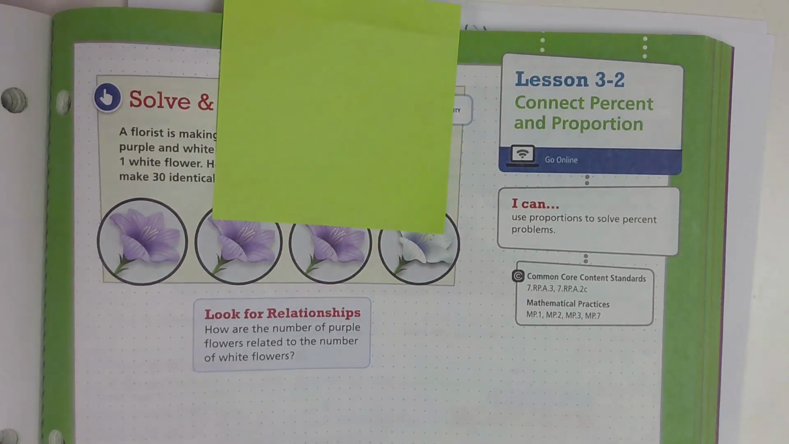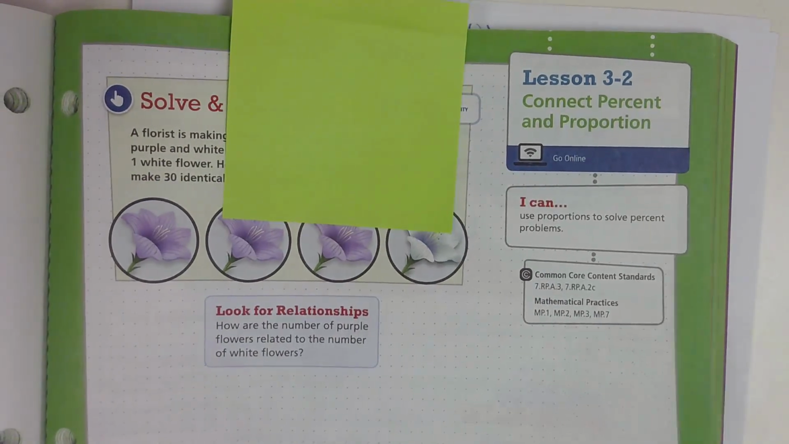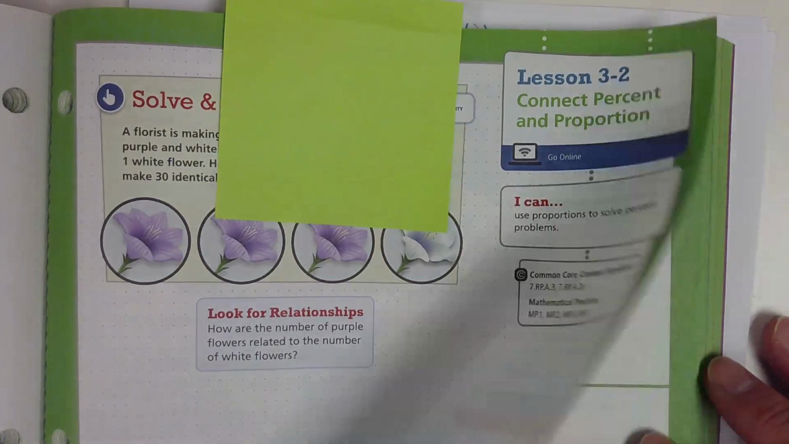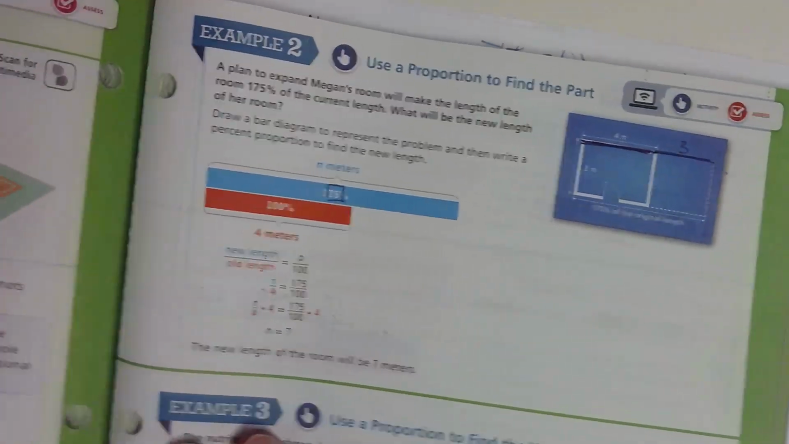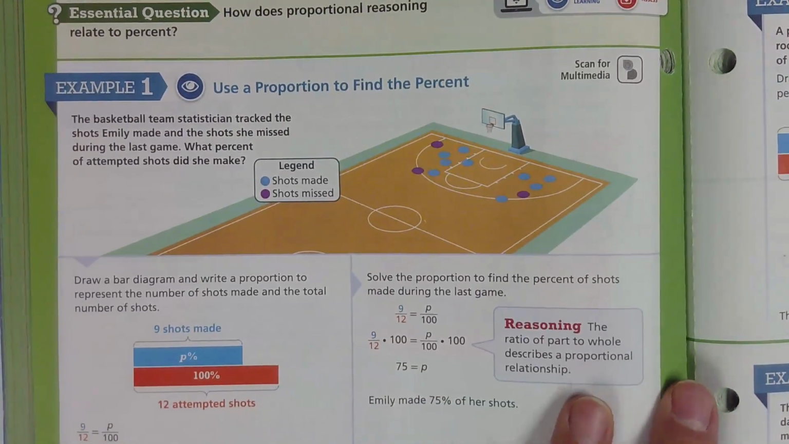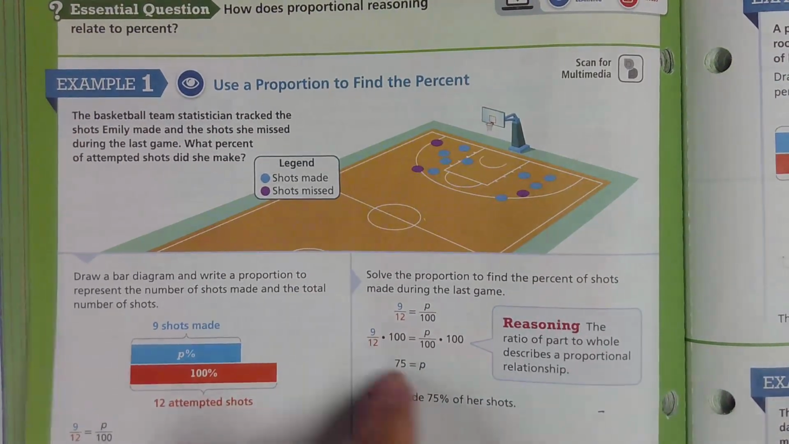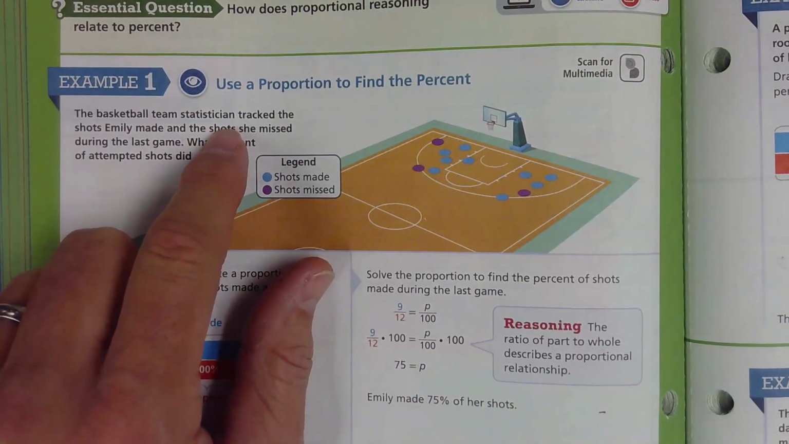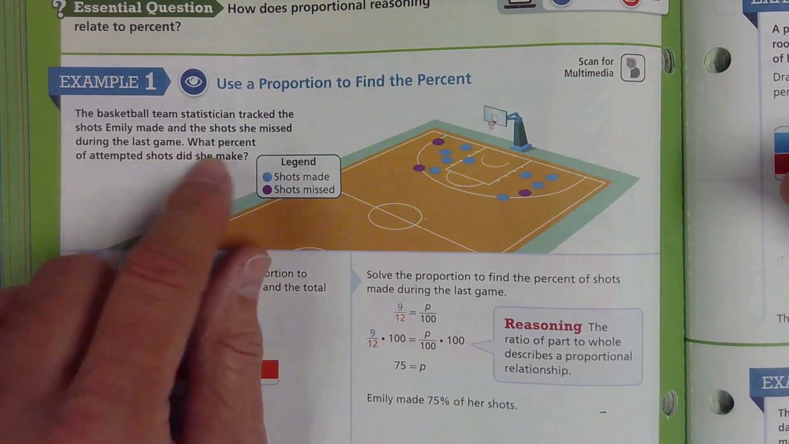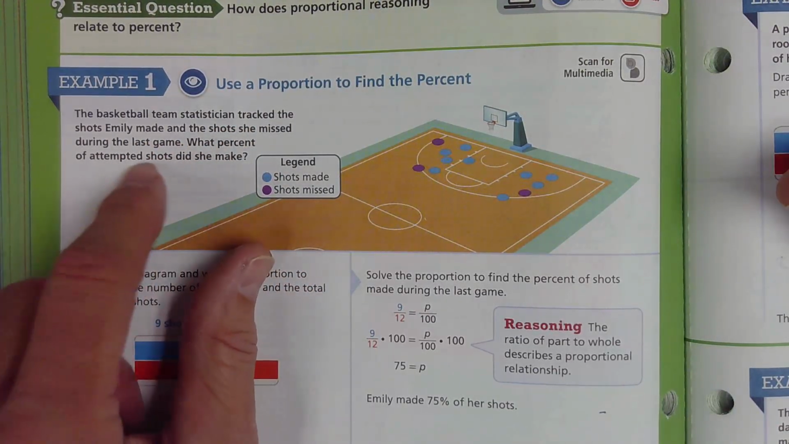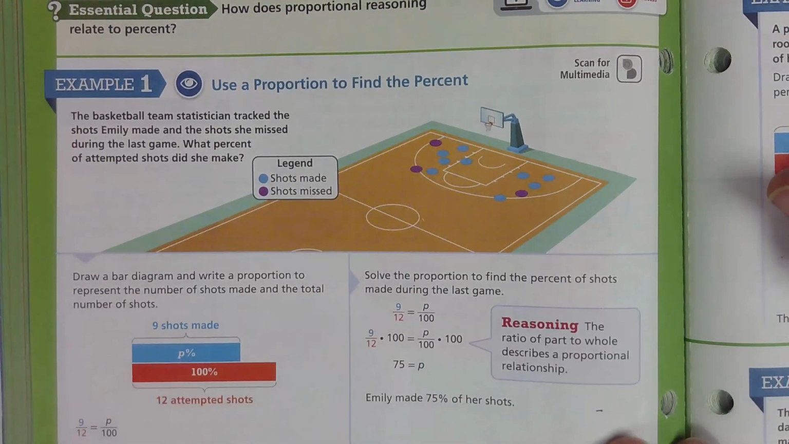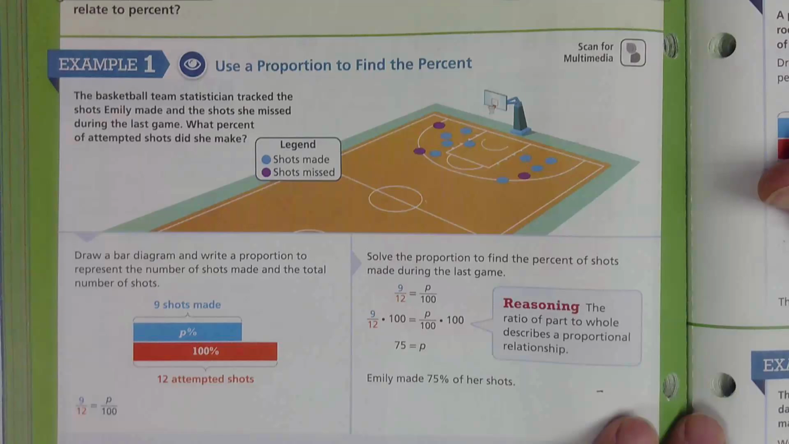We shall see. So this is lesson 3-2, page 149, 7th grade. Let's look at the very first example on page 150. Use proportion, find the percent. It says the basketball team statistician tracked the shots Emily made and the shots she missed during the last game. What percent of attempted shots did she make? In other words, how many of them went in the basket?